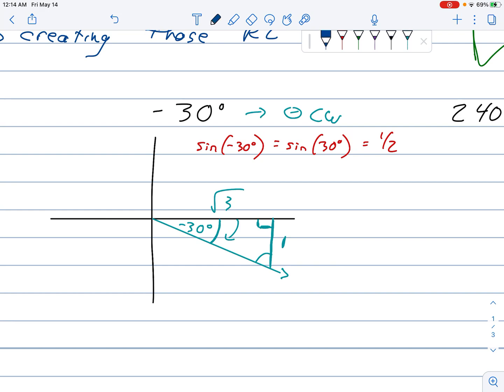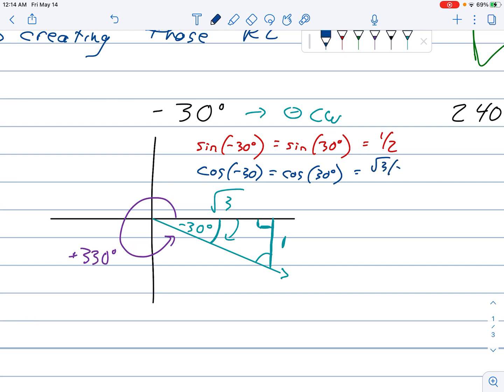Okay, but I got 1/2. Cosine of negative 30. Again, that's the same thing as cosine of 30, just telling me I'm in quadrant 4. Basically, I'm saying 330 positive degrees. If I were to really relist this, it's 330 degrees positive. Right? That's really the same thing.